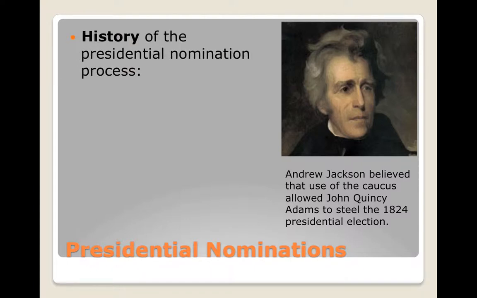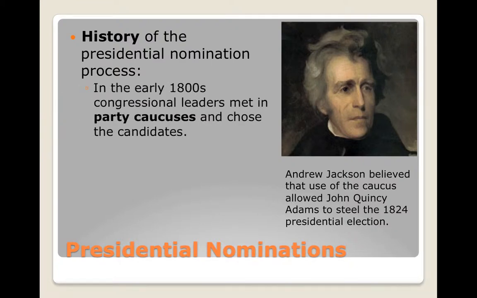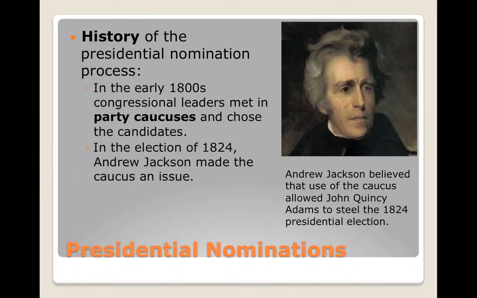The history of the nomination process. In the early 1800s, congressional leaders met in party caucuses and chose the candidates. In the election of 1824, Andrew Jackson made the caucus an issue. They believed that the caucus allowed John Quincy Adams to steal the election of 1824.